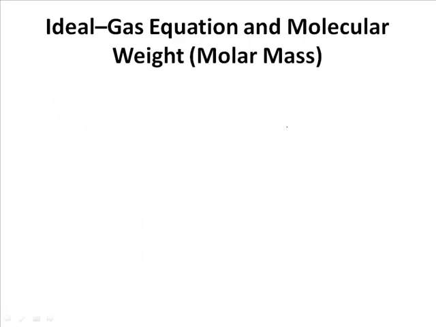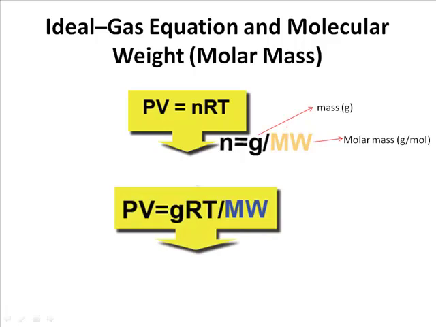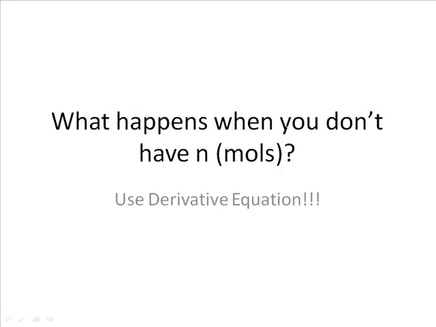The ideal gas law equation and molecular mass. So PV equals nRT, where n is the number of moles, and n is equal to the mass divided by the molar mass. When we plug in g divided by MW, we get PV equals gRT divided by MW. We can use this equation when we don't have moles.